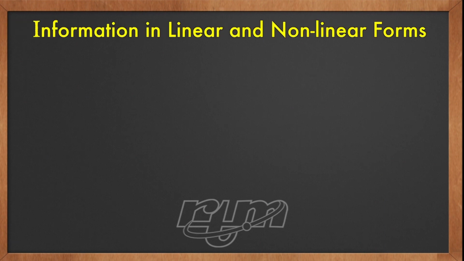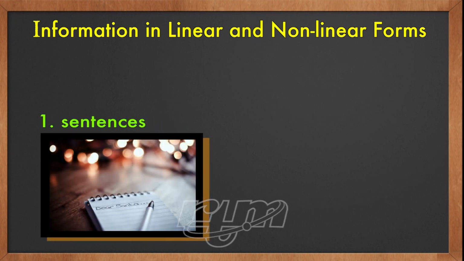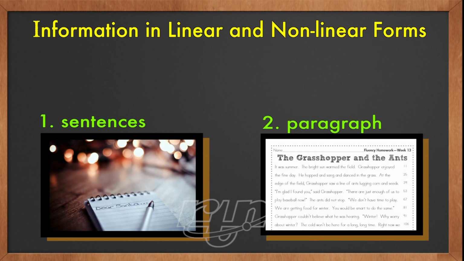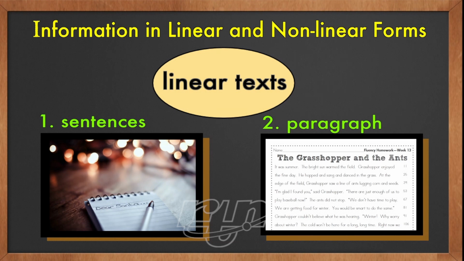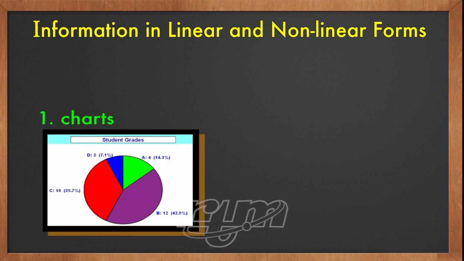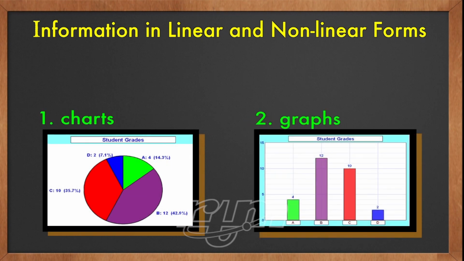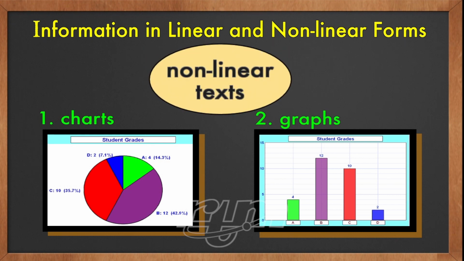Information in linear and non-linear forms. Information is available in many forms. Information written in sentences and paragraphs are called linear texts, while information in charts and graphs are called non-linear texts.